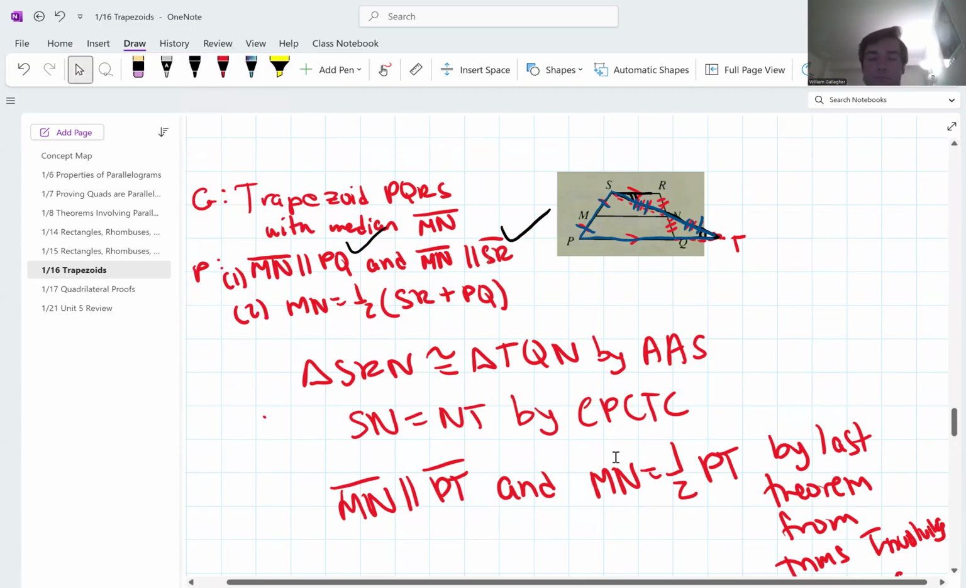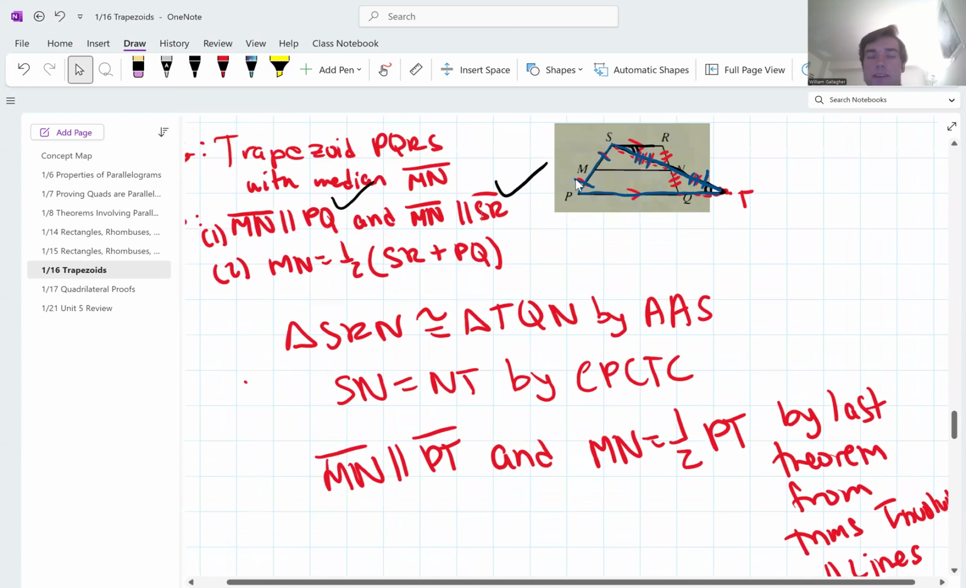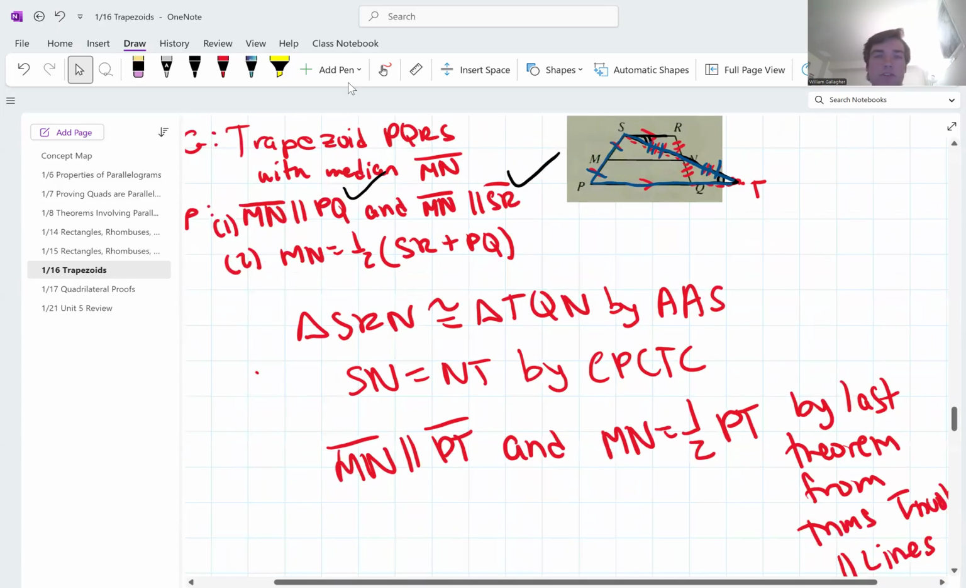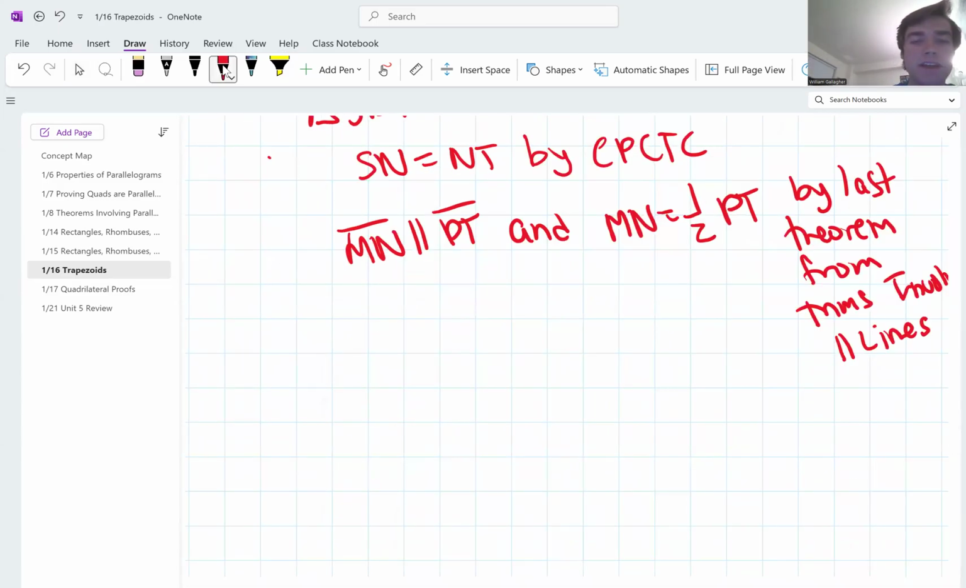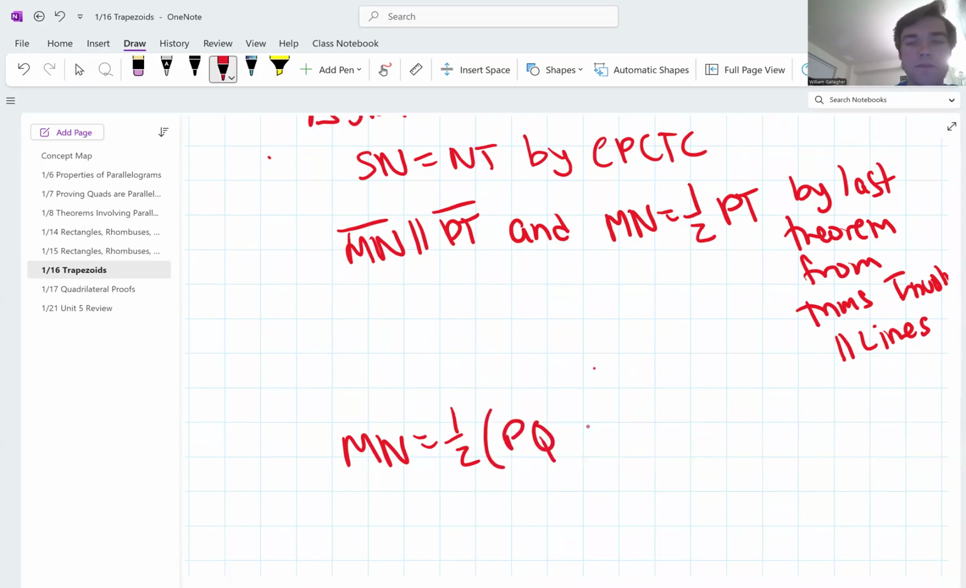Let's look at MN is equal to 1/2 of PT. So if I look at PT, I can rewrite it as PQ plus QT using the segment addition postulate. So MN is equal to 1/2 PQ plus QT. Again, that's segment addition postulate.